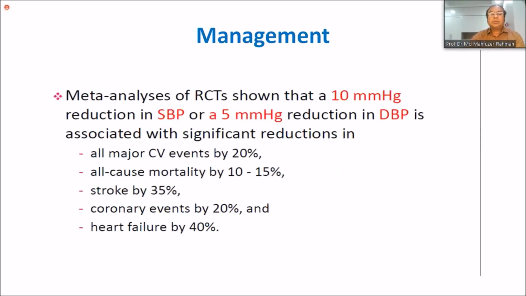Meta-analysis of RCTs showed that a 10 millimeter reduction of systolic blood pressure or a 5 millimeter reduction in diastolic blood pressure is associated with significant reduction in all major cardiovascular events by 20%, all-cause mortality by 10 to 15%, stroke will be reduced by 35%, coronary events by 20%, and heart failure by 40%.